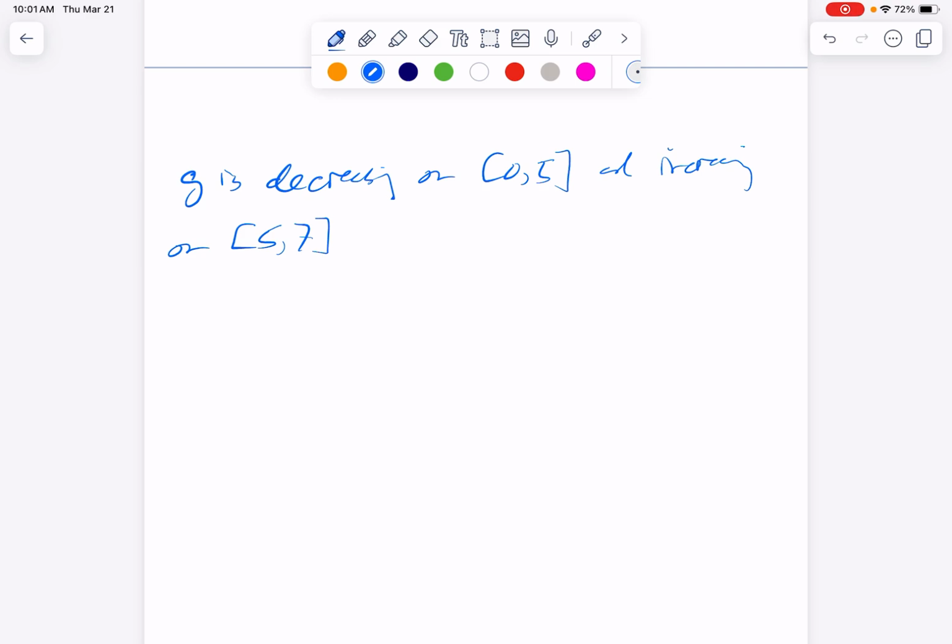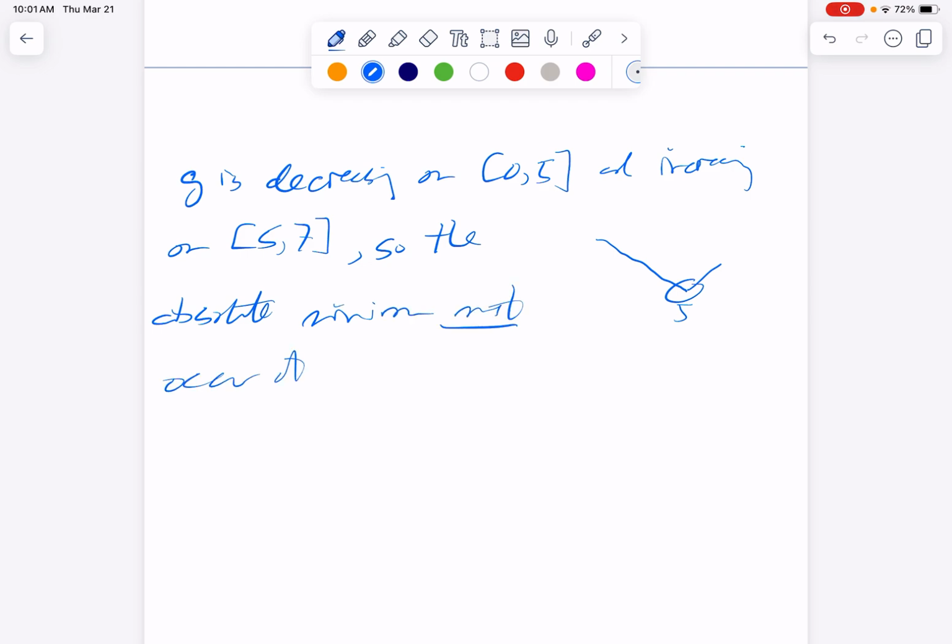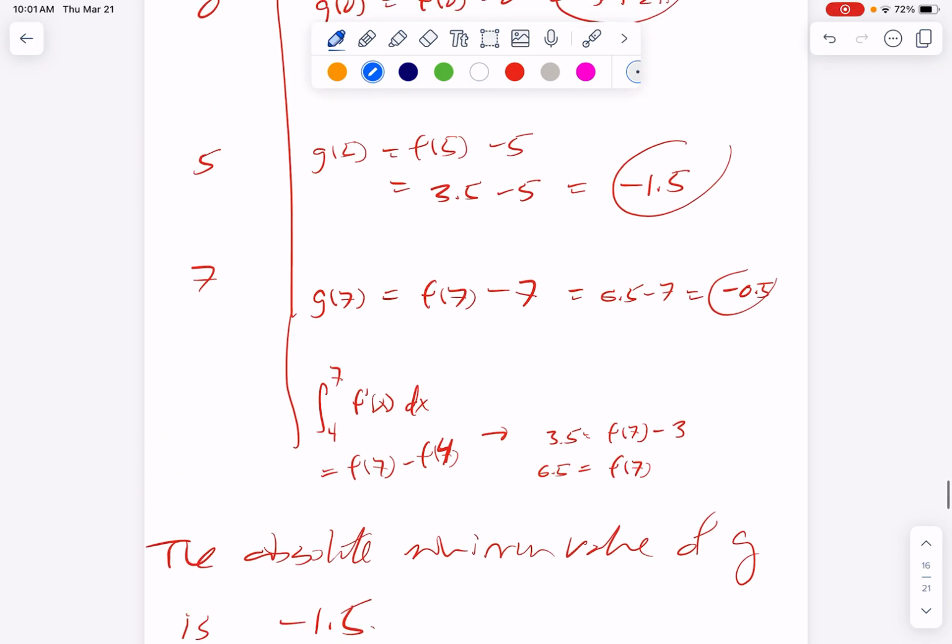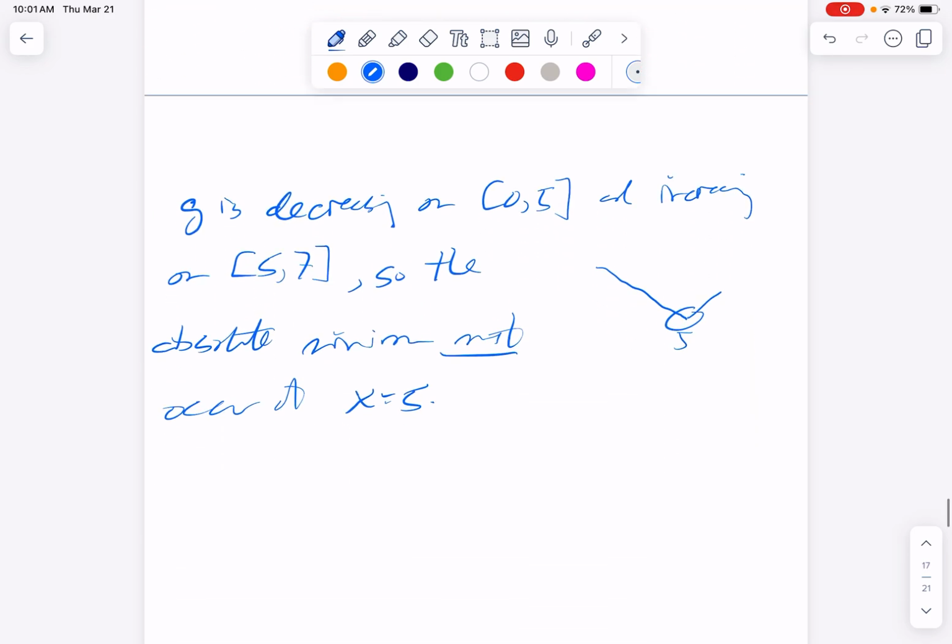So what you'd notice is if I have a continuous function that decreases until I get to 5 and then increases afterwards, that must be my absolute minimum. And then you can just plug in 5. So you'd still have to go back and figure out what that value is. But they actually set you up to already think about where g is decreasing and where g is increasing.